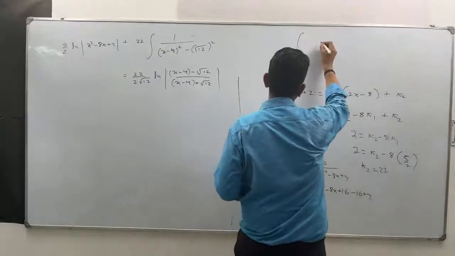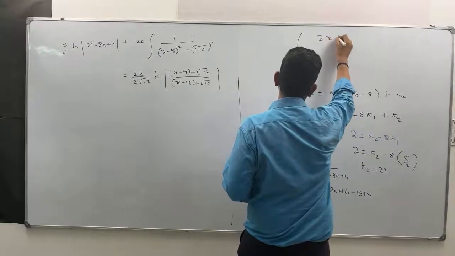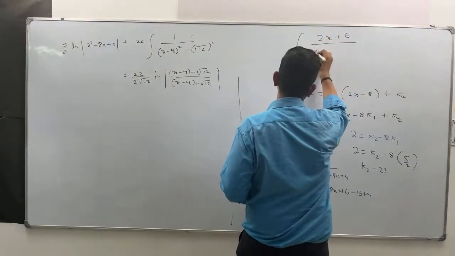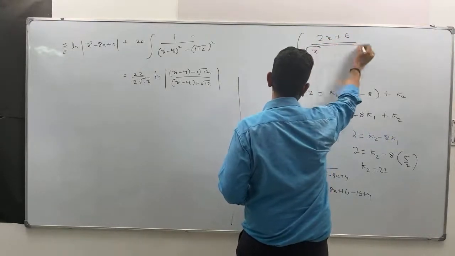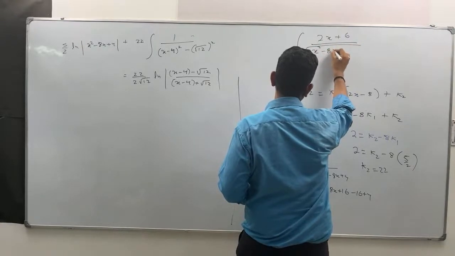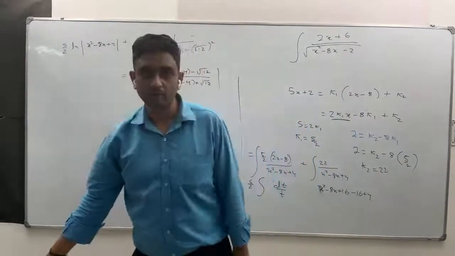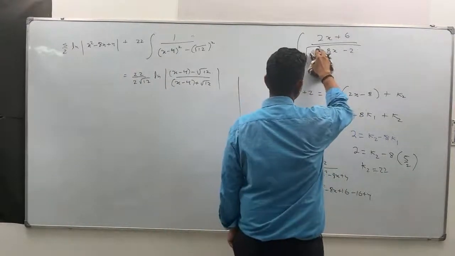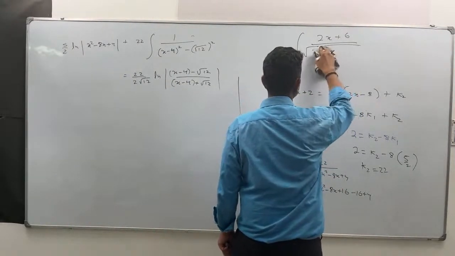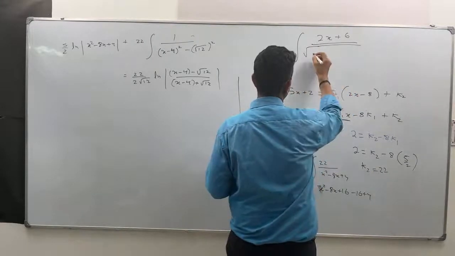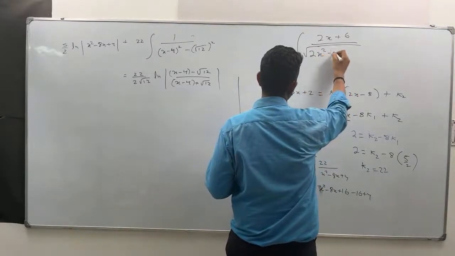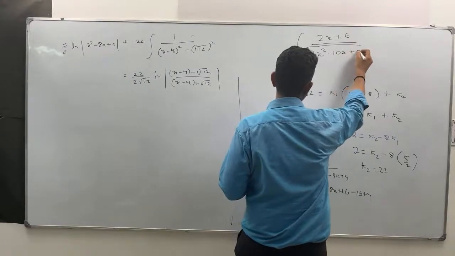Try integrating this: 2x plus 6 upon root over x square minus 8x minus. Okay, I'll give you something else. You have taken x square minus 8x a lot. I'll give you a little bit difficult one, not much, a little bit: 2x square minus 10x plus 40.